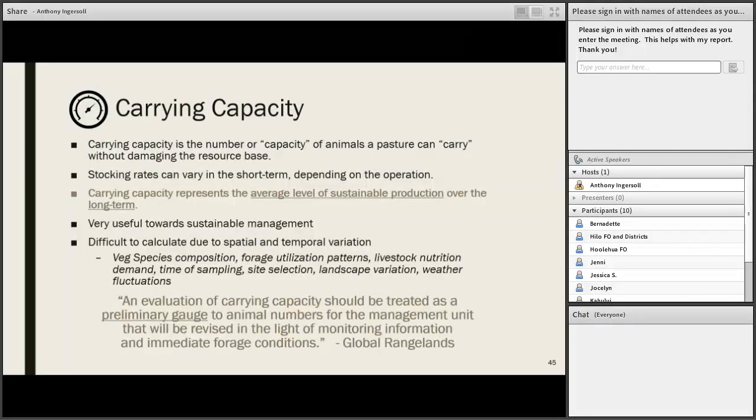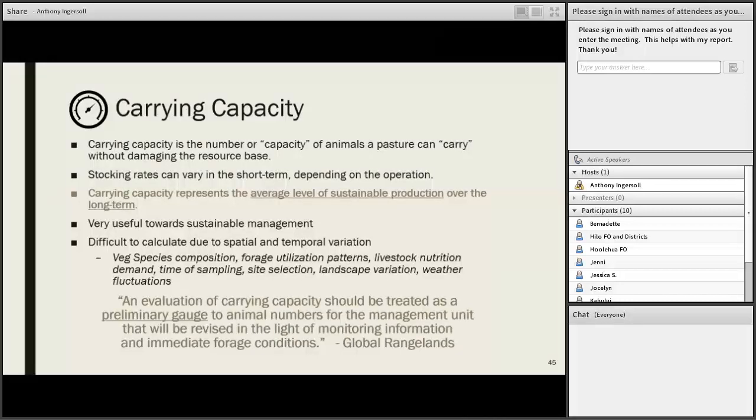Okay, let's talk about carrying capacity for a minute. Carrying capacity is not the same as stocking rate or stock density. Stocking rate is the number of animals on the pasture. Carrying capacity is the number or capacity of animals that a pasture can carry without damaging the resource base. Stocking rates can vary in the short term depending on the operation, but the carrying capacity is really trying to describe the average sustainable production over the long term.